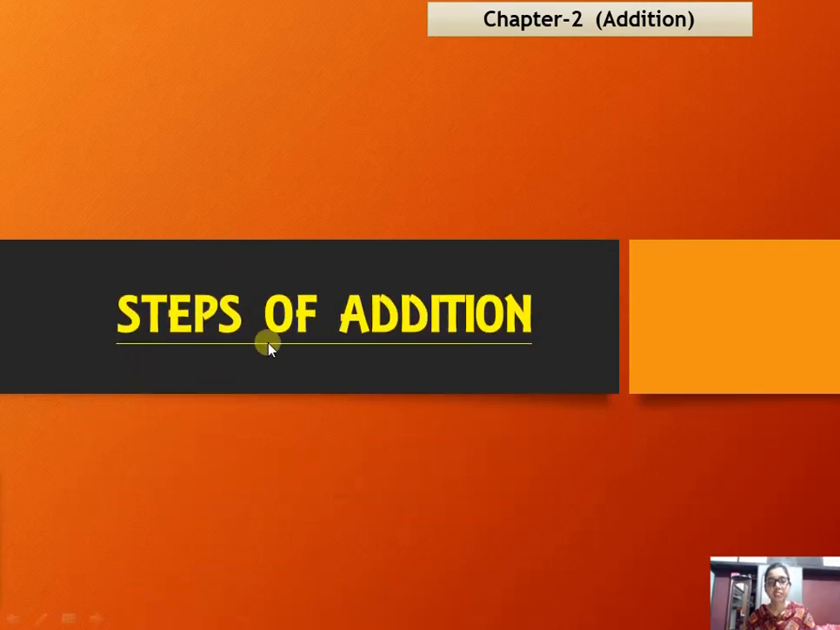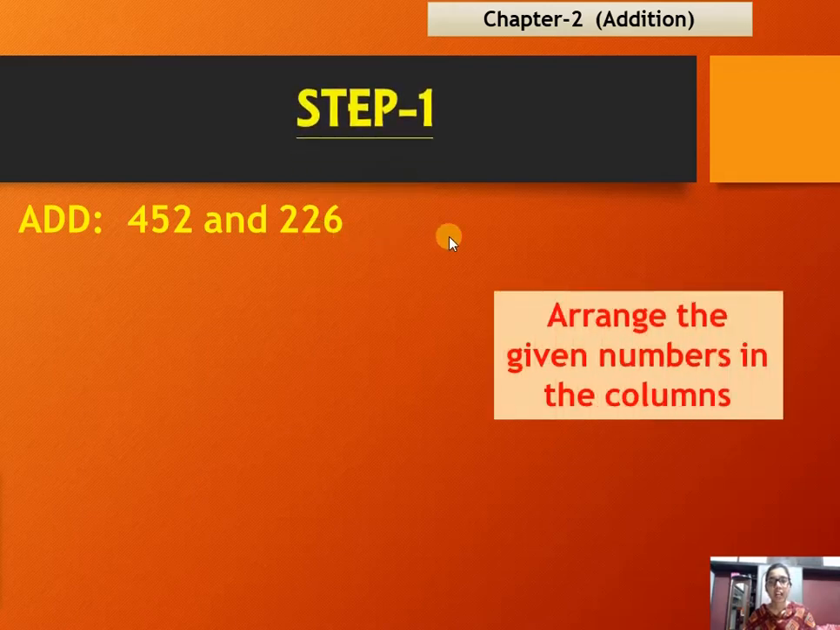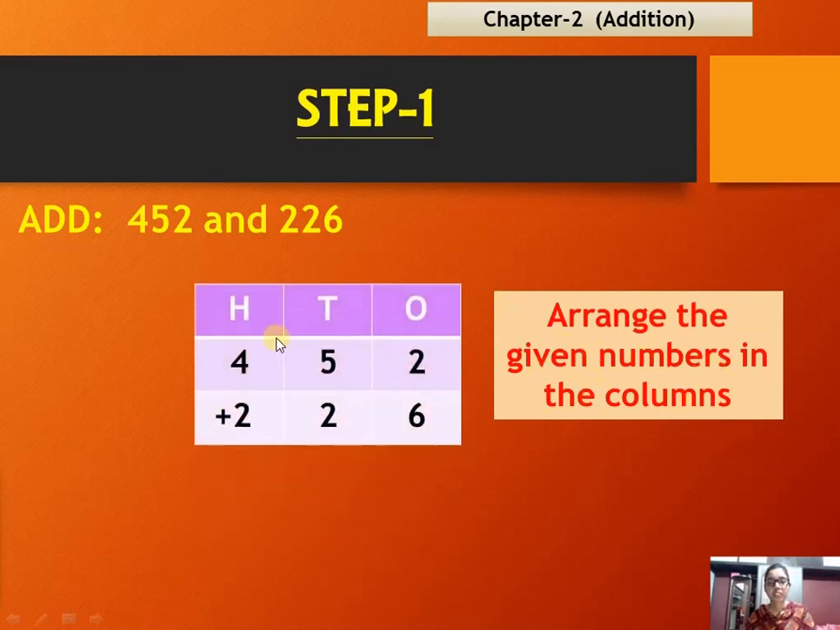Steps of addition. Here we have given a question. Add 452 and 226. For adding these two numbers, we have to follow some steps. Step 1 is arrange the numbers in the columns. As you can see, here we have arranged these numbers in columns according to their place values. 2 will come at 1's place, 5 at 10's place and 4 at 100's place. Similarly, we have arranged this number also.